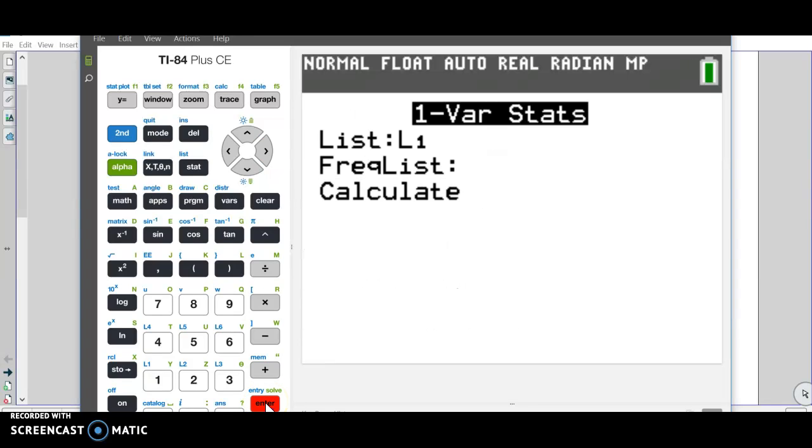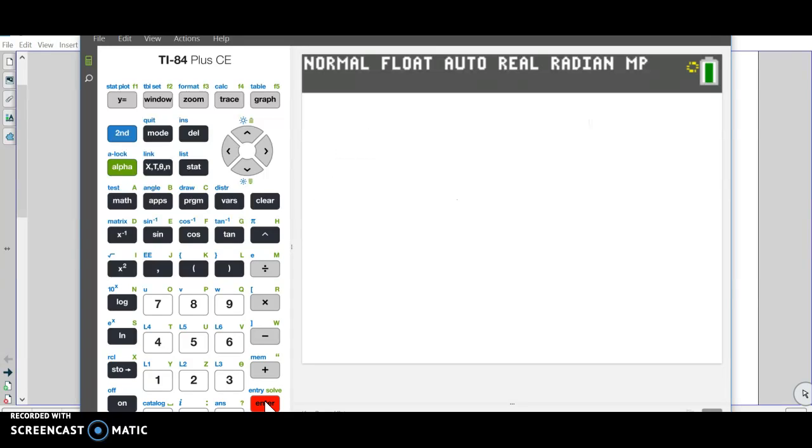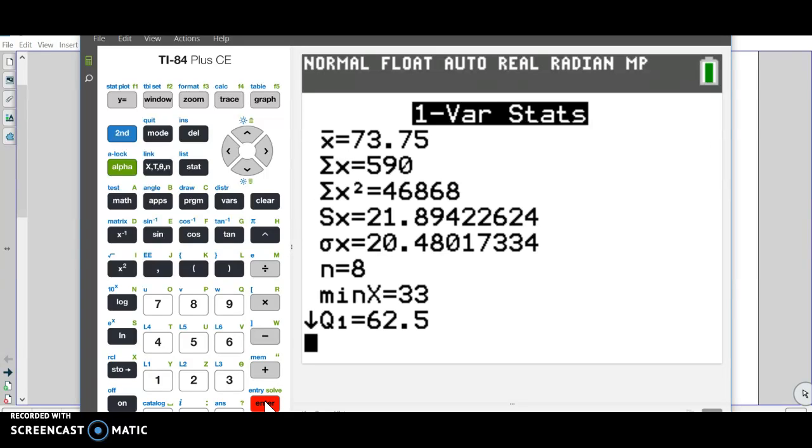You got to make sure your frequency list is cleared. Calculate, and it will give you your two values that will be your mean and your standard deviation. So remember, X bar is your mean. Standard deviation is this funny looking sideways 6.